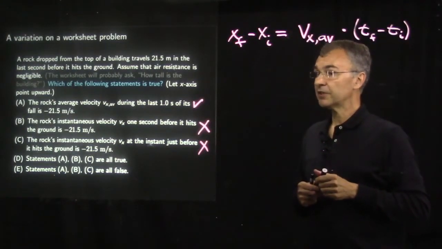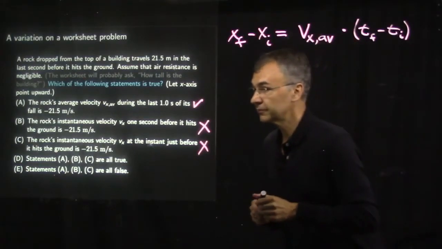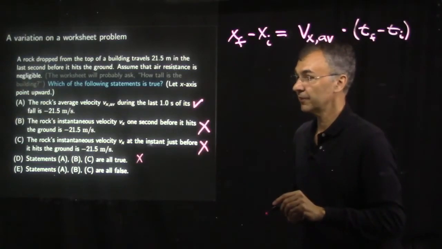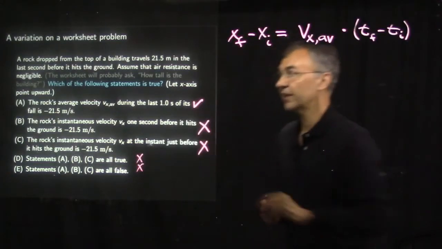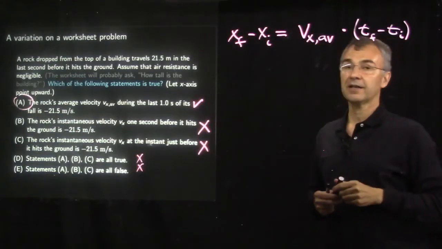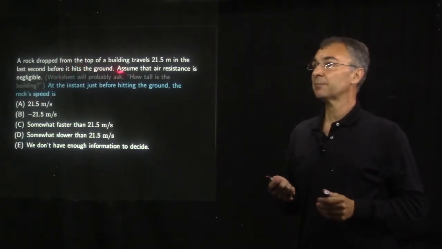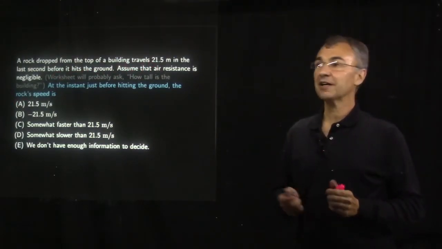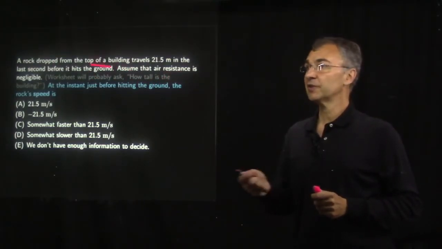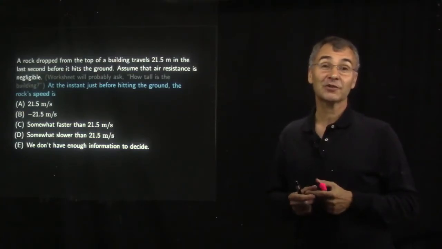So I think the only, right, and this certainly isn't true because B and C are false. And this certainly isn't true because A is true. So I think the only statement here that's true is A. That's worth pondering. A rock dropped from the top of a building travels 21.5 meters in the last second before it hits the ground. Assume that air resistance is negligible. And again, the worksheet is probably going to ask you how tall is the building.